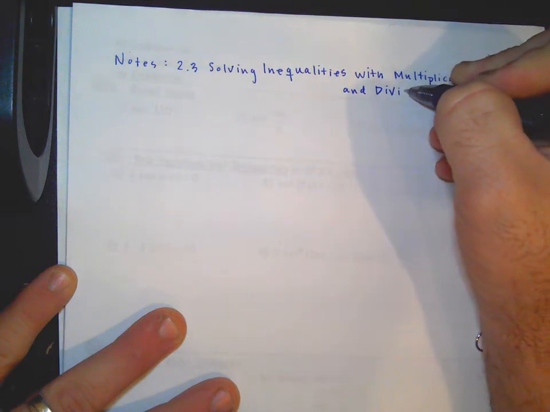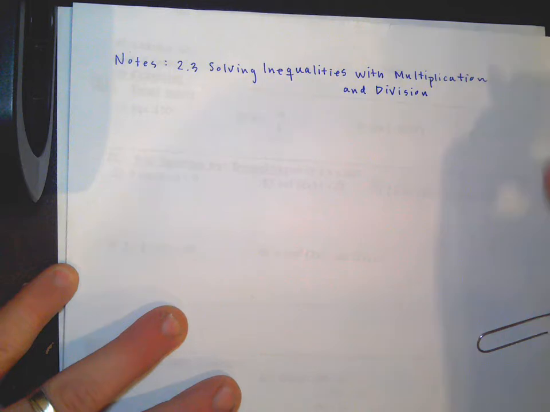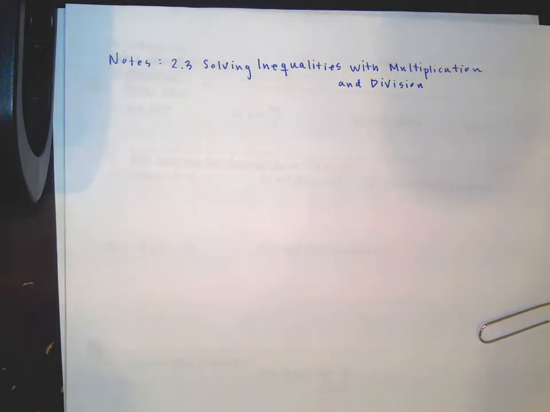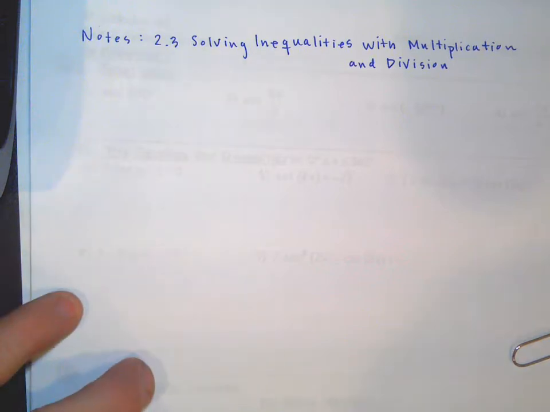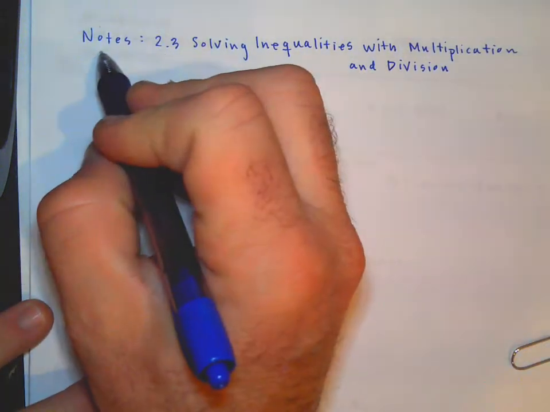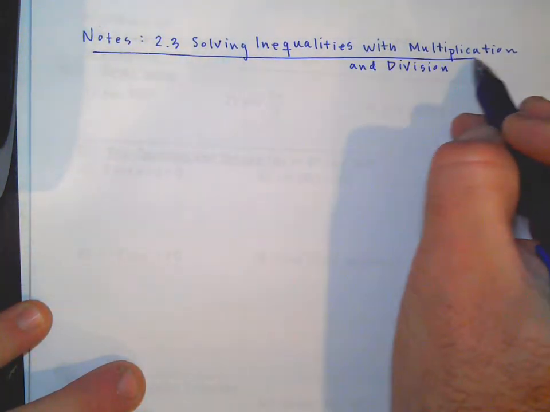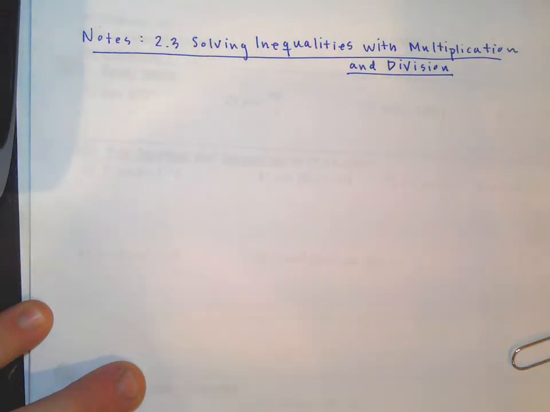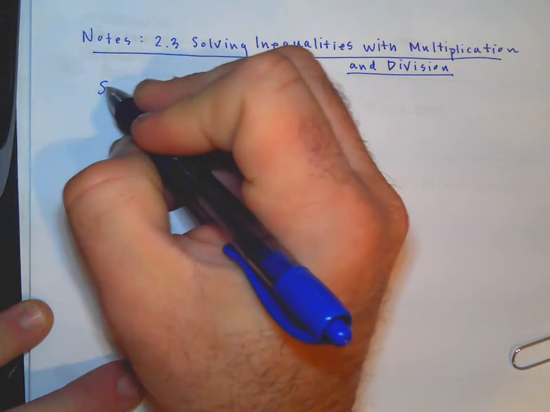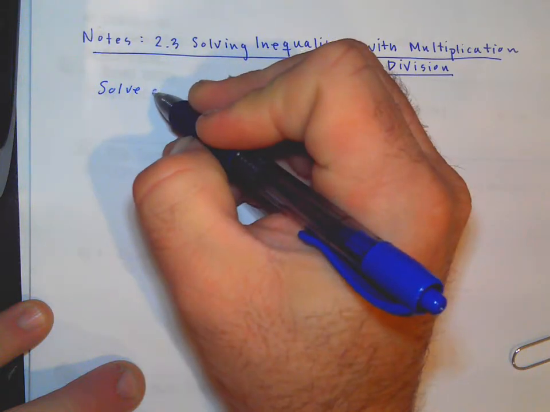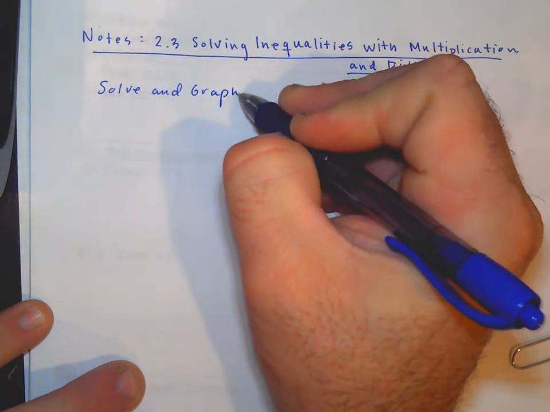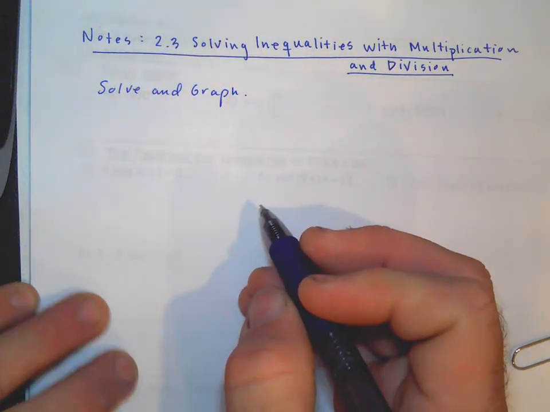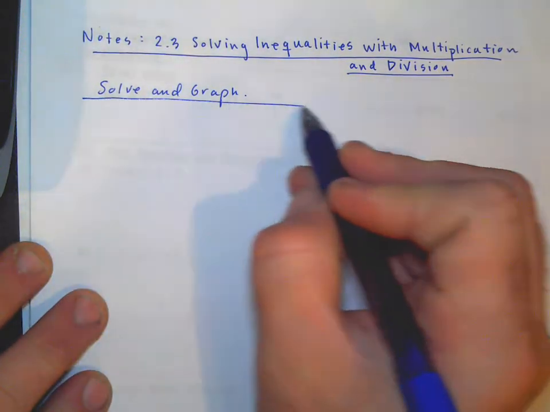So we're just taking what we did before and taking it one step forward. We did addition and subtraction. So this is going to be very similar to solving equations. So the directions will be solve and graph. So we'll do a few examples here. Solve and graph.